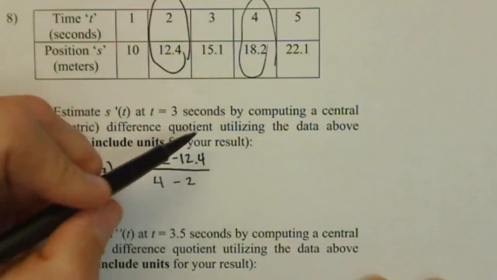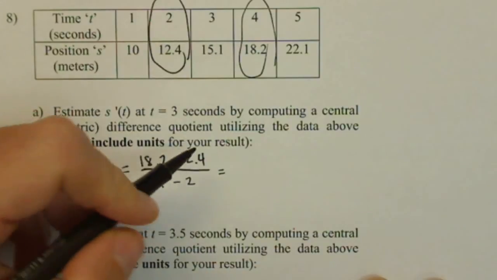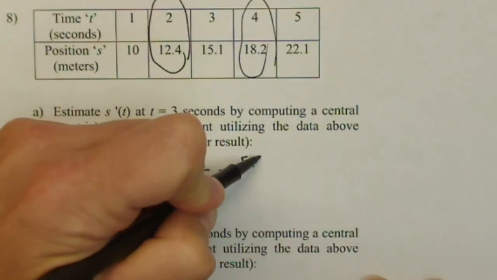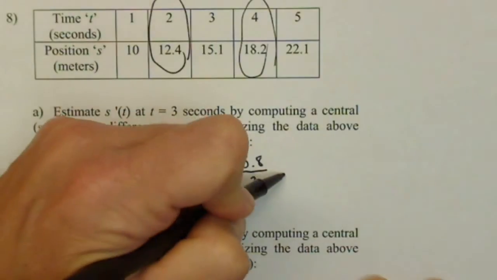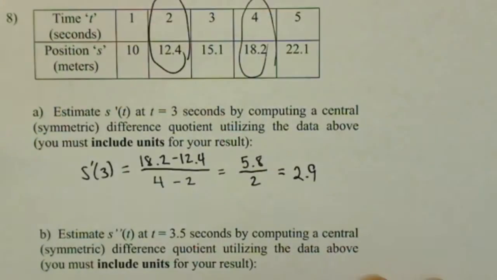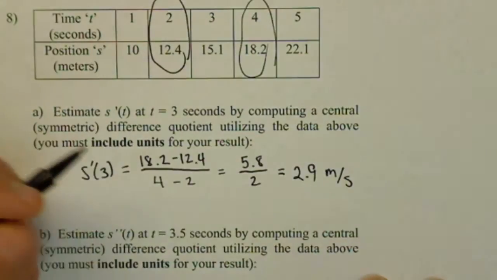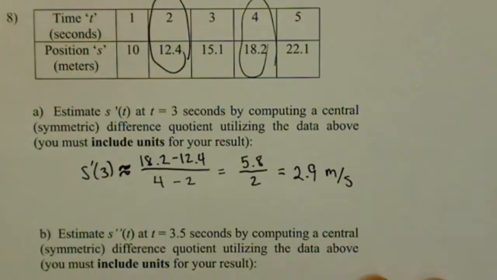We see that this is an increasing function, so we know our derivative should be positive. So this is going to come out to be 5.8 over 2, or 2.9. Now this was position in meters, this was time in seconds, so this is going to be meters per second. So I should have used an approximation here because we're approximating with a central difference quotient.